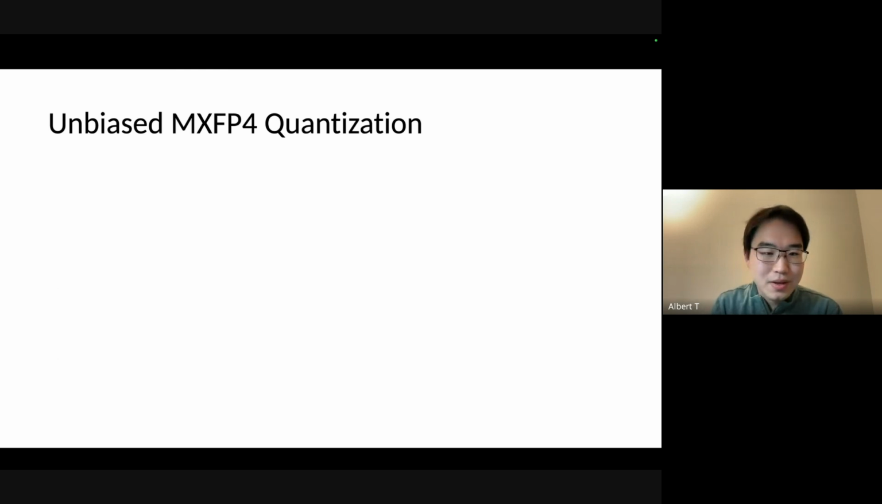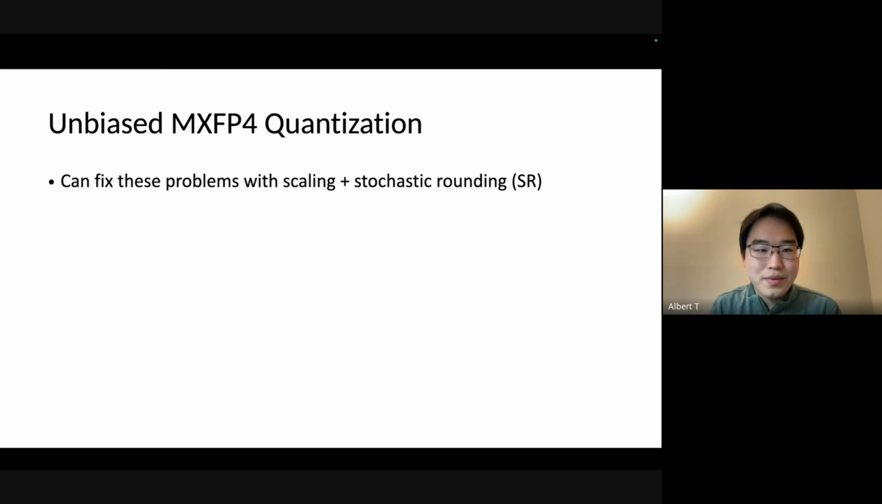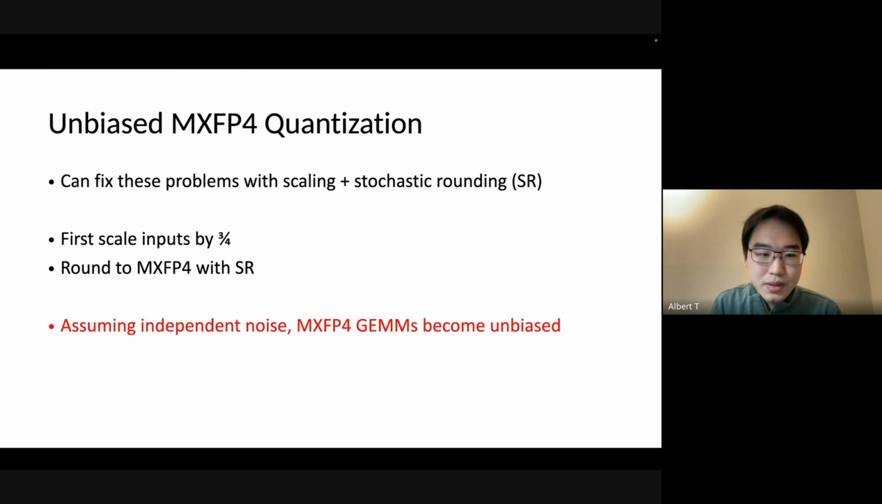We can kind of fix that for free. First, we fix the scaling by just scaling things by 3/4, so the largest thing gets scaled to 6. And then you do stochastic rounding, which actually is the thing that gives you unbiased rounding. So if you assume independent noise with your stochastic rounding, then these MXFP4 GEMMs, the output of the matrix multiplications, become unbiased. And then we can assume nice things about the gradients and do hopefully nice theoretical analysis later.